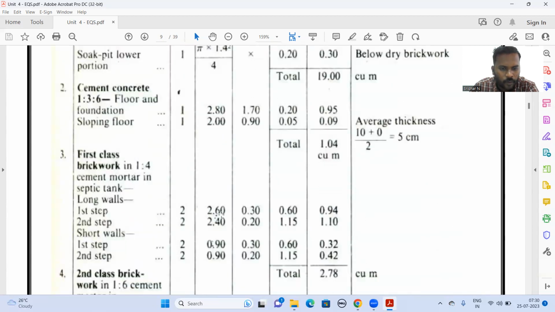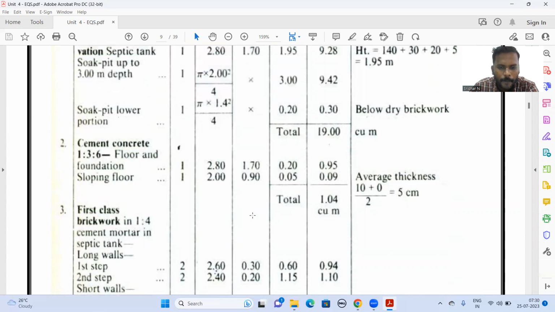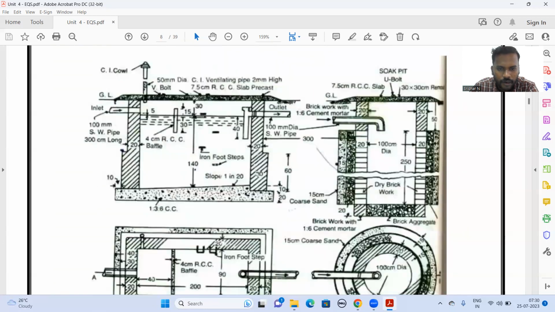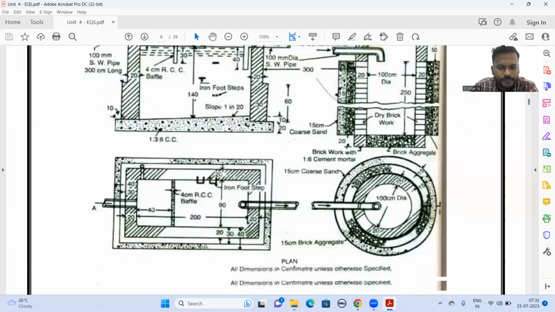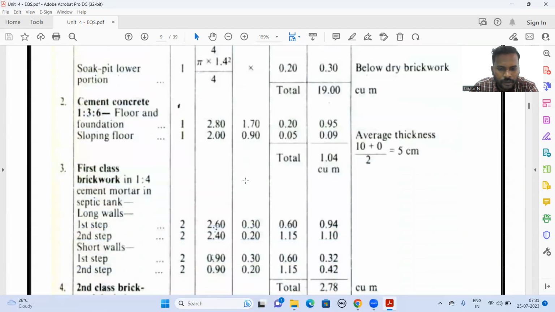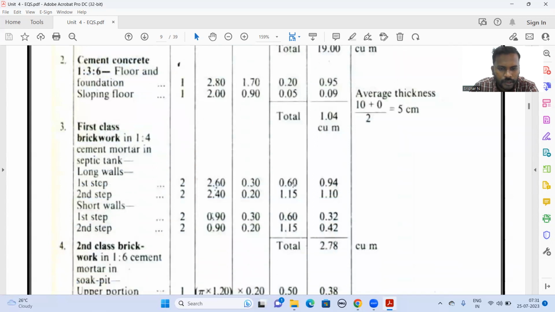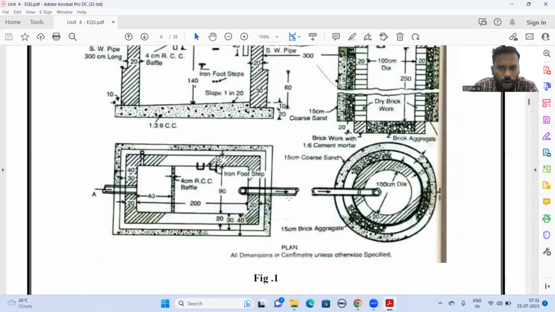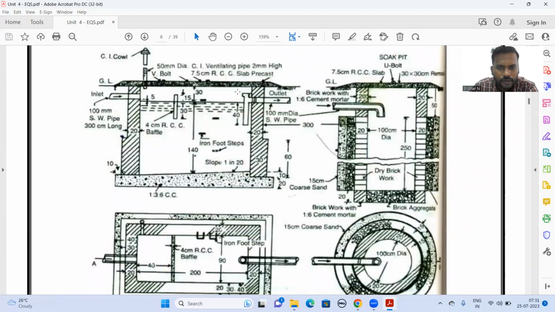See, for the long wall it is 2.6 and the second step will be 2.4, and the breadth and height they have given in the section itself. So for the first layer they have given 30 and for the second layer they have given 20, and the height also they have given 60, and for this portion they have given 40. 60 they have given, and 1.15 we want to add all dimensions, and we want to neglect these dimensions, we will get 1.15.